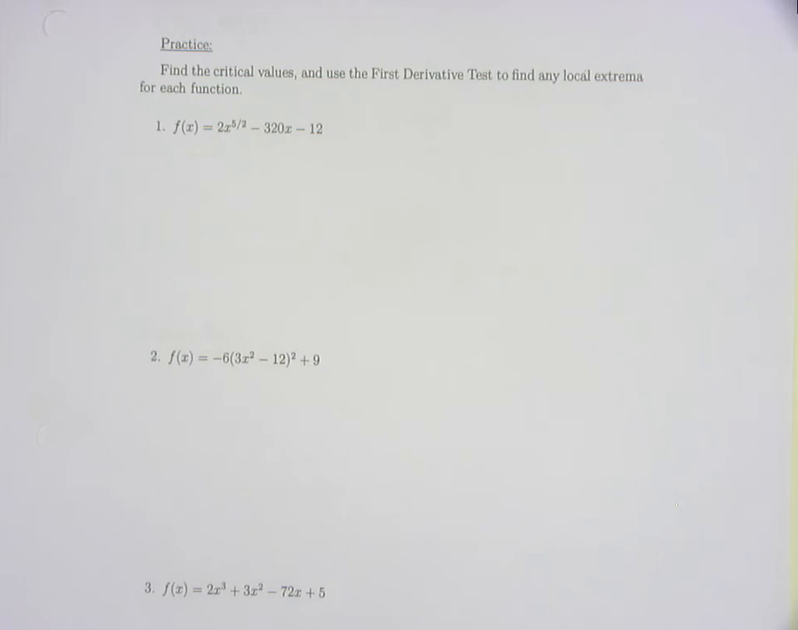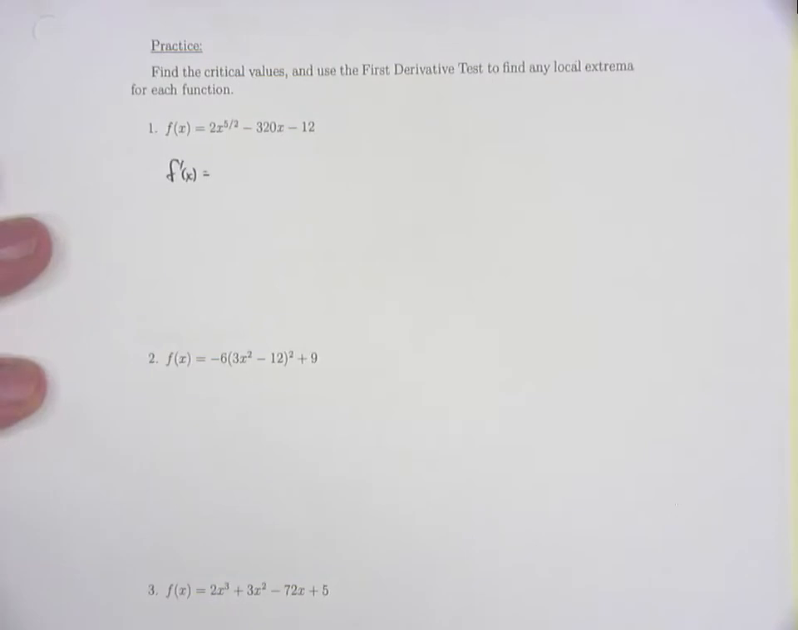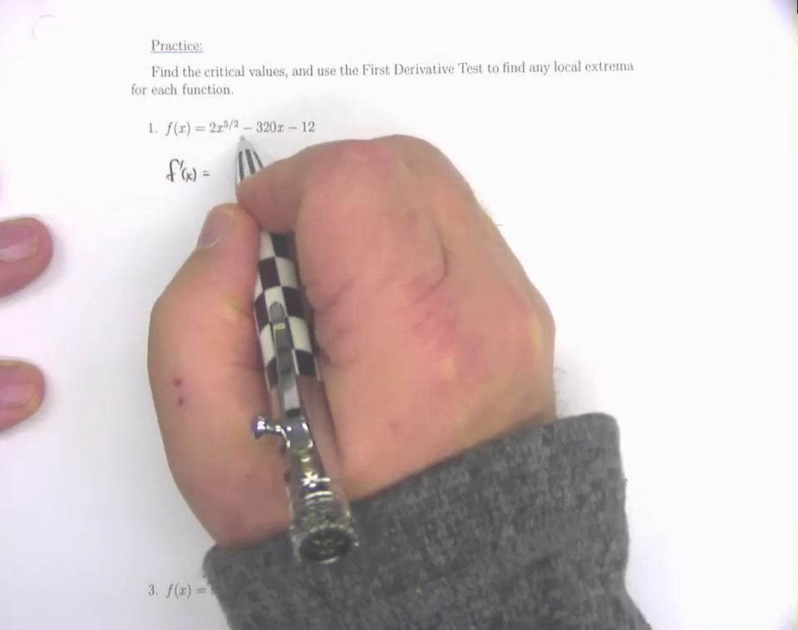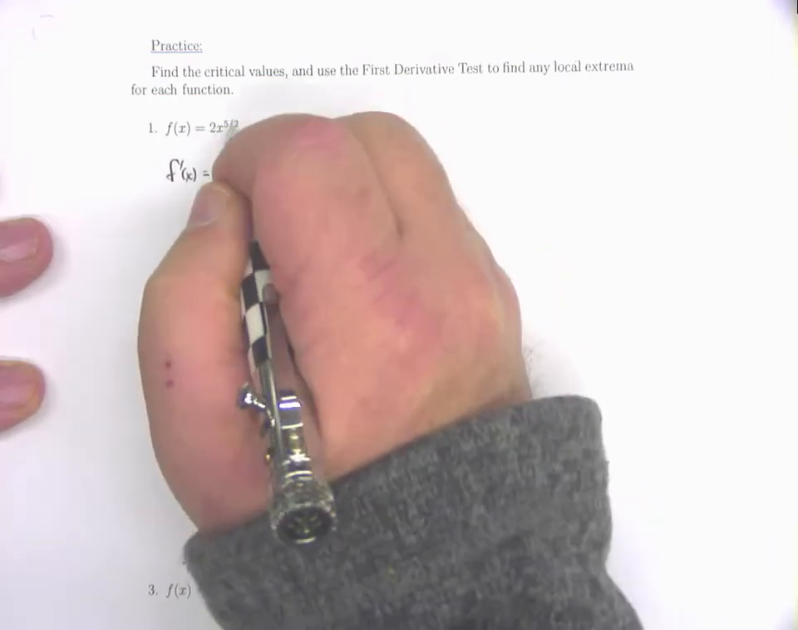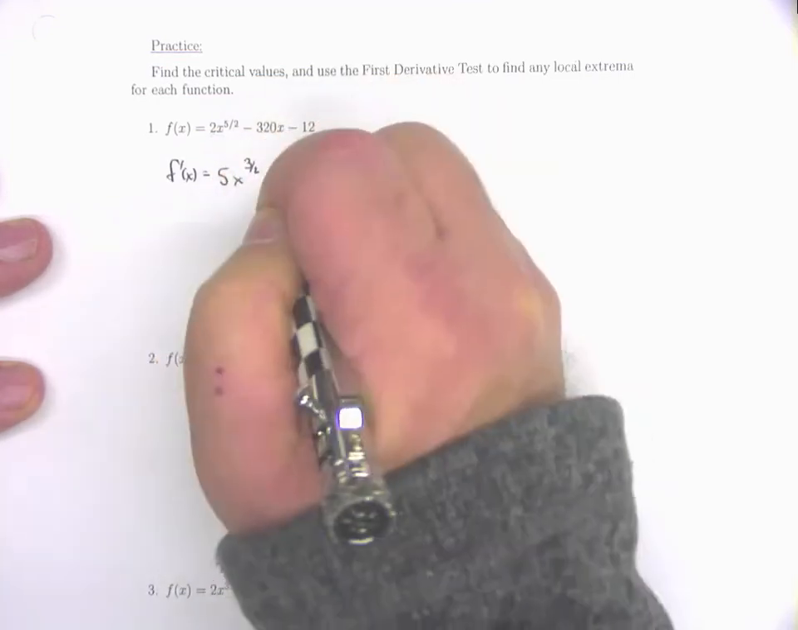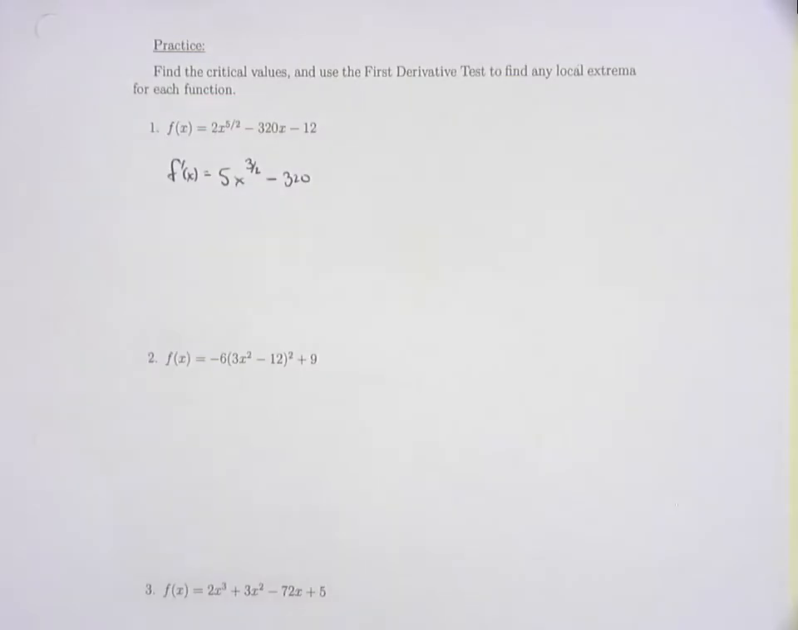Find the critical values and use the first derivative test to identify any local extremum. Okay? So here we go. First thing I do to find maxes and mins, I'm going to take my derivative. Welcome to Calculus 101. What's the derivative of 2x to the 5 halves? 5 halves times 2 would be 5x to the, subtract 1, that would be 3 halves. Minus, what's the derivative of 320x? 320, and the derivative of minus 12 is 0. So the derivative is 5x to the 3 halves minus 320.